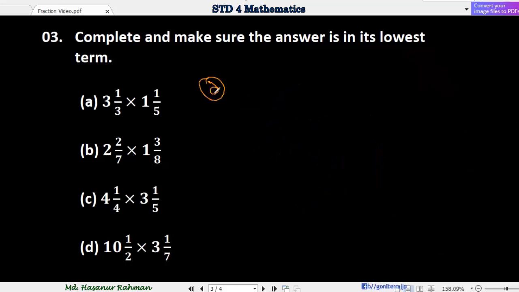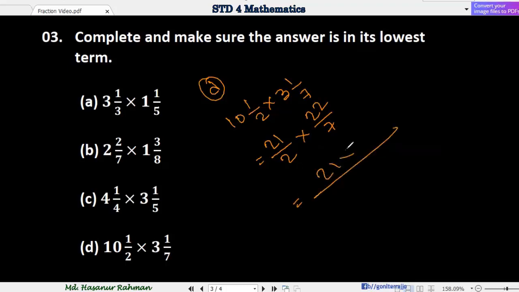Now number D. Number D says 10 whole 1 by 2 multiplied by 3 whole 1 by 7. So that is, at first we have to convert this one into improper. 2 10 is 20 plus 1, that is 21. Multiplied by 7 3 is 21 plus 1, that is 22.